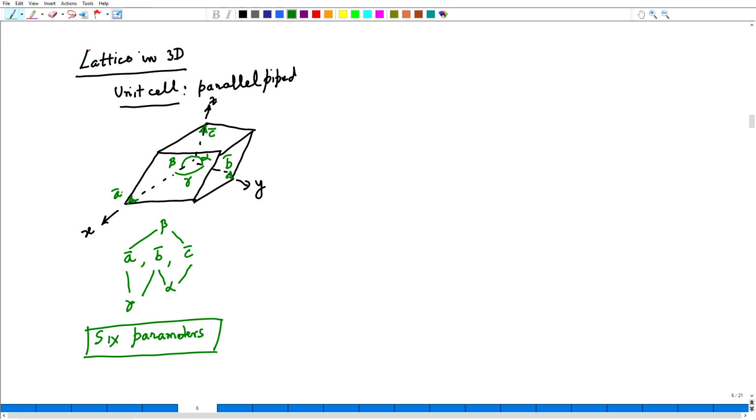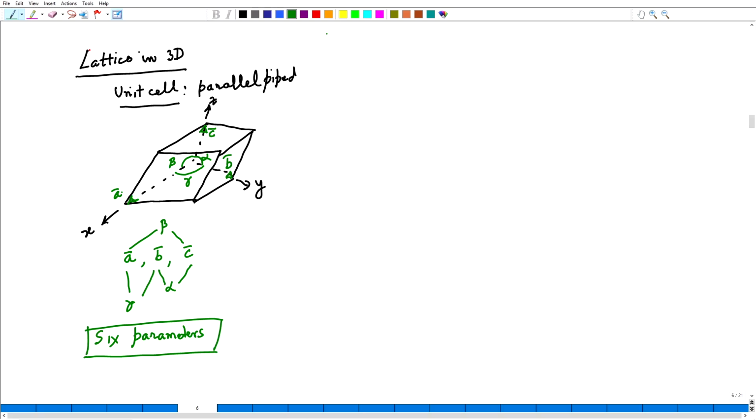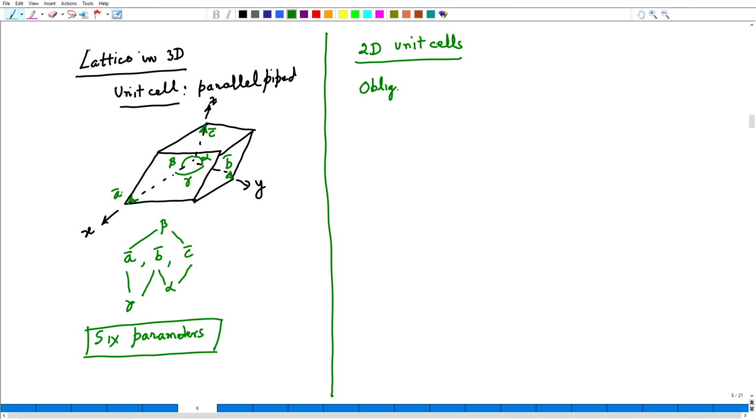So, I am going to now compare the unit cells in 2 dimensions with the unit cells in 3 dimensions, and later we will actually derive these unit cells, why we have these specific unit cells that are given. So, consider first 2-dimensional unit cells. One is called oblique. They are all parallelograms. So, one is called oblique.